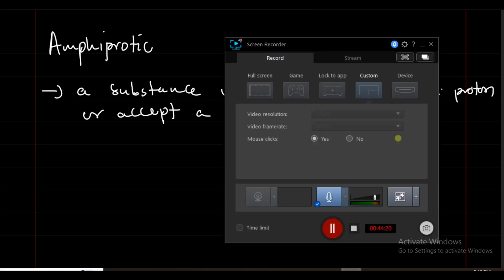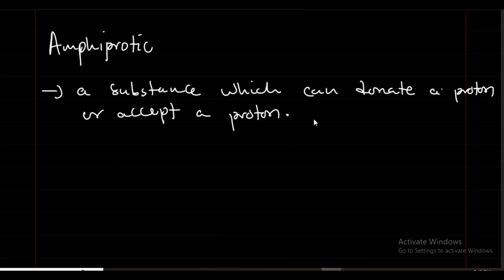All right, so there's another definition that we know. It is called the Lewis definition of acids and bases, which is not covered in grade 12. So now when they say amphiprotic, you say a substance which can donate a proton or accept a proton, or you can say a substance which can either donate or accept a proton.